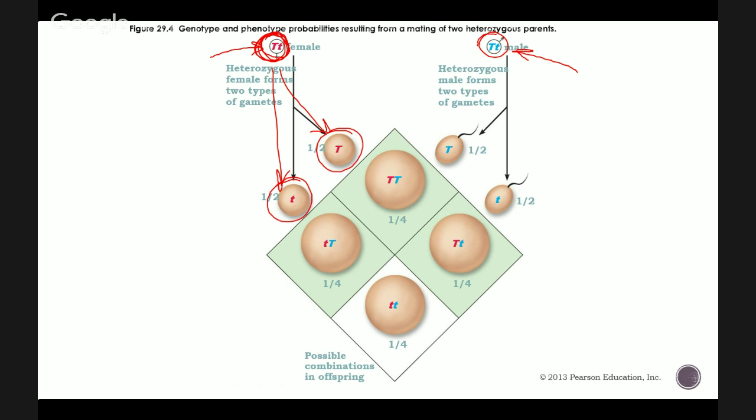If this is the genetic coding for dad, and we go through meiosis, one sperm is going to end up with this allele, and the other sperm is going to end up with this allele.